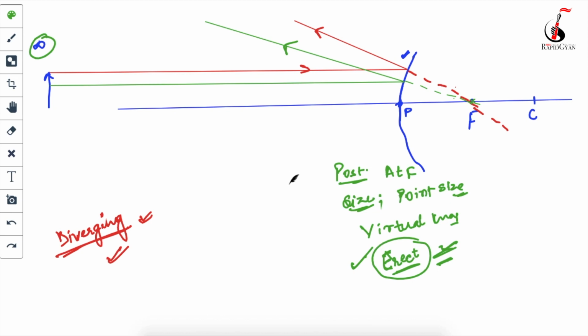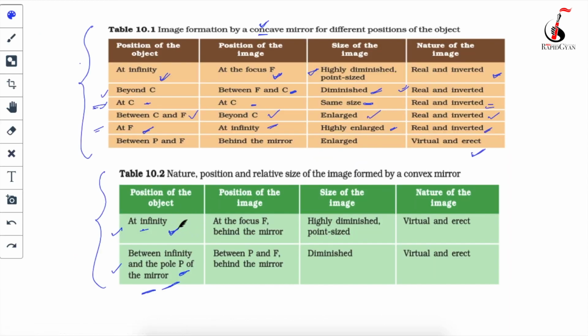So this is your first case. When the position of the object is at infinity, the position of the image is at F, which is behind the mirror, of course, and it is point sized, virtual and erect. Just remember this: virtual and erect. Okay guys, let's solve the next case.